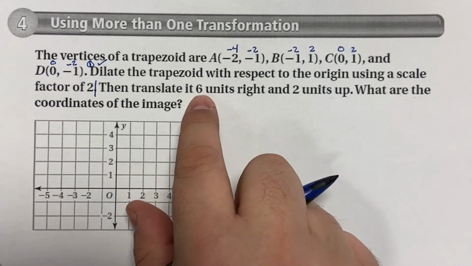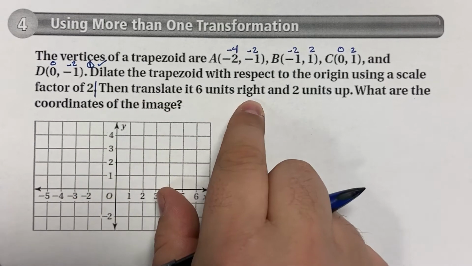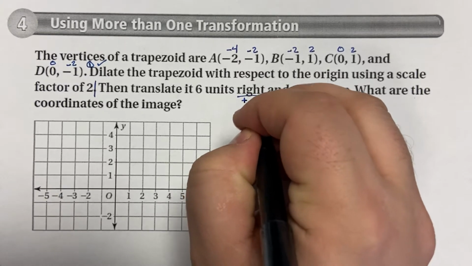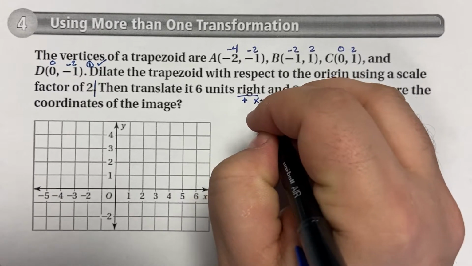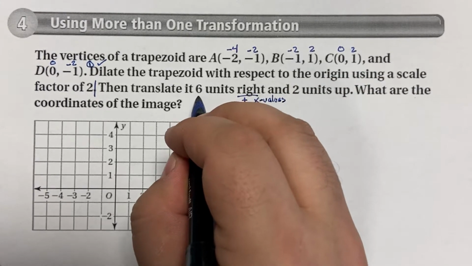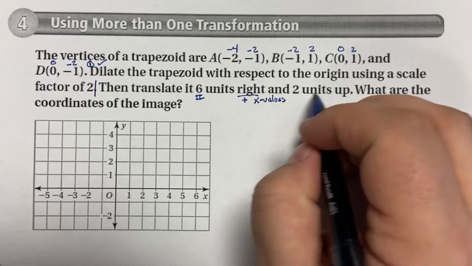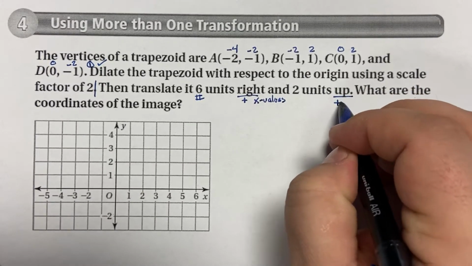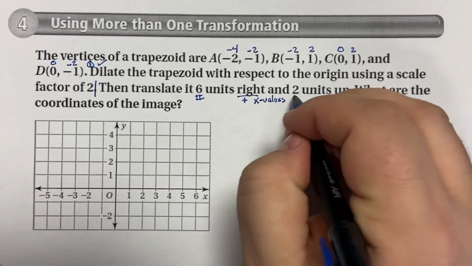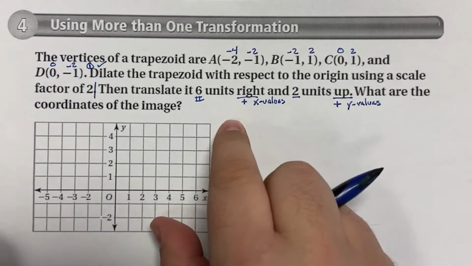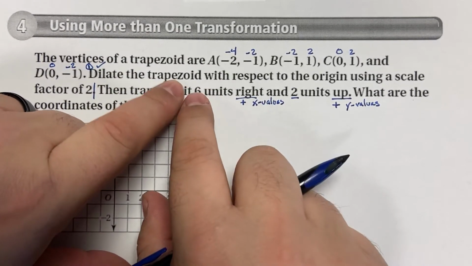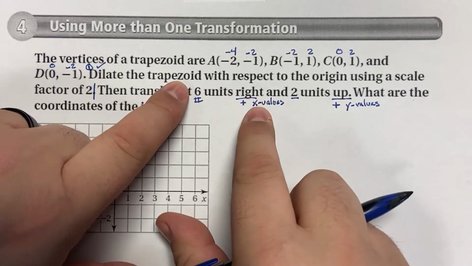Then I need to translate 6 units right. So right is positive in x values, and the 6 is just the number we're going to use. Then 2 units up is positive in y values, and 2 again is the amount we're going to use. So what that means is we're going to take this 6 and add it, because it's positive, to all of our x values.